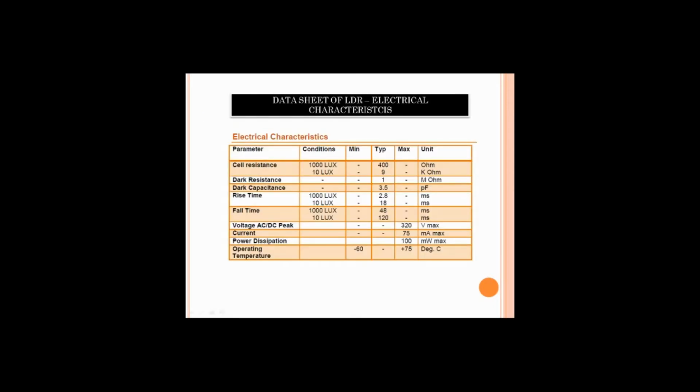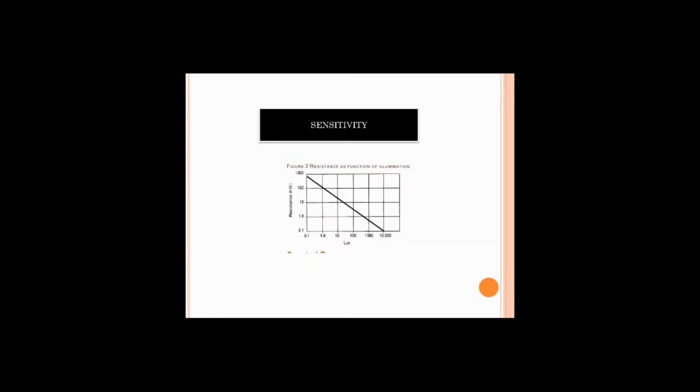This is the data sheet for the electrical characteristics of the LDR type. There are several parameters used in the LDR type, such as cell resistance, dark resistance, dark capacitance, rise time, fall time, voltage AC/DC peak, current, power dissipation, and operating temperature. We look at the column cell resistance. We see that the lowest resistance is 400 ohm. Meanwhile, the highest resistance that can be reached by LDR is 1 megaohm.